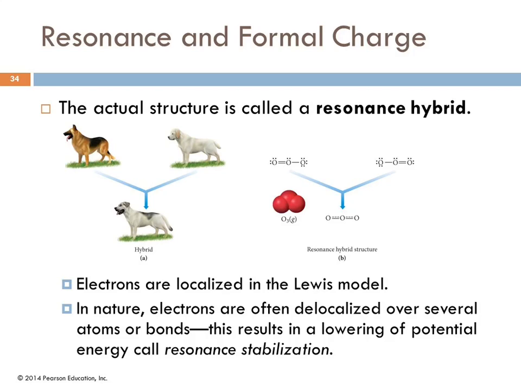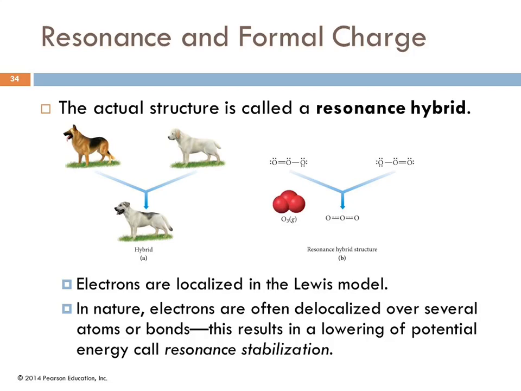But the electrons are localized in the Lewis model, meaning we have to choose this second bond here, this double bond, the second pair of electrons. It has to be either between these two atoms, or between these two. It's localized. But in nature, it's actually delocalized, and they're spread out over the whole molecule, or at least several atoms or bonds. And this results in a lowering of the energy. Lowering of energy is good.